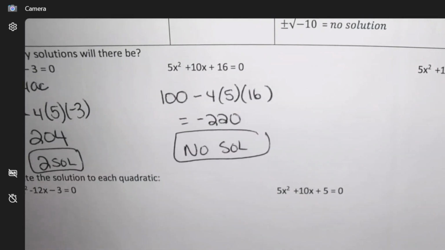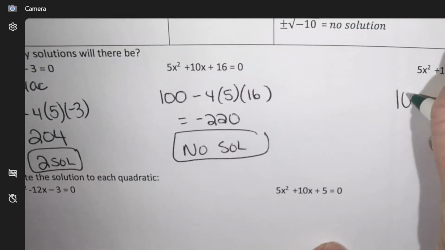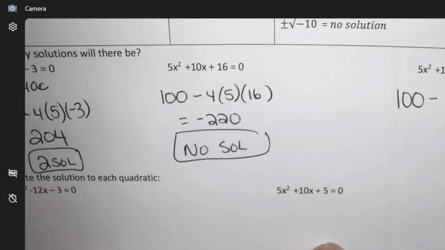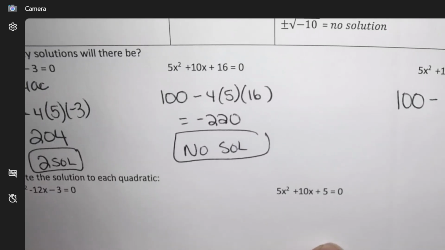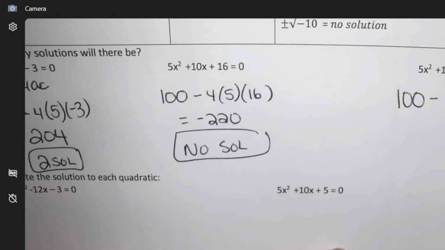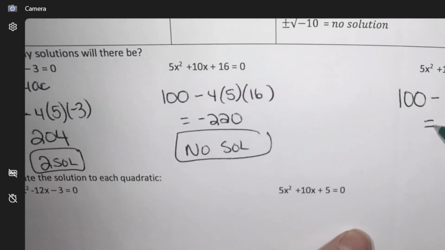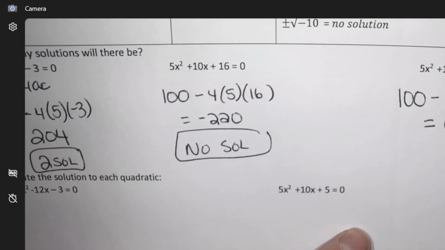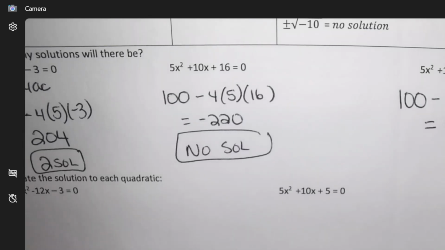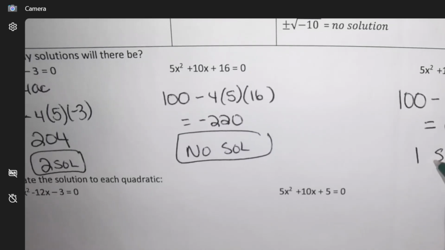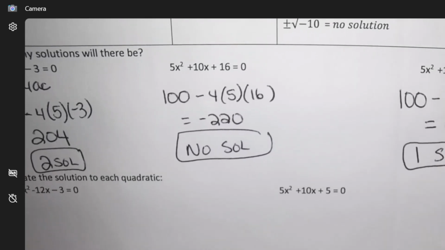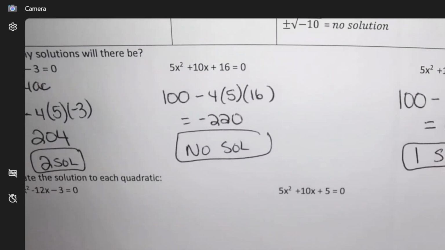Okay, the last one. 100 is the b squared, minus 4 times 5 times 5 equals 0. So that means there's going to just be one x-intercept, exactly once.